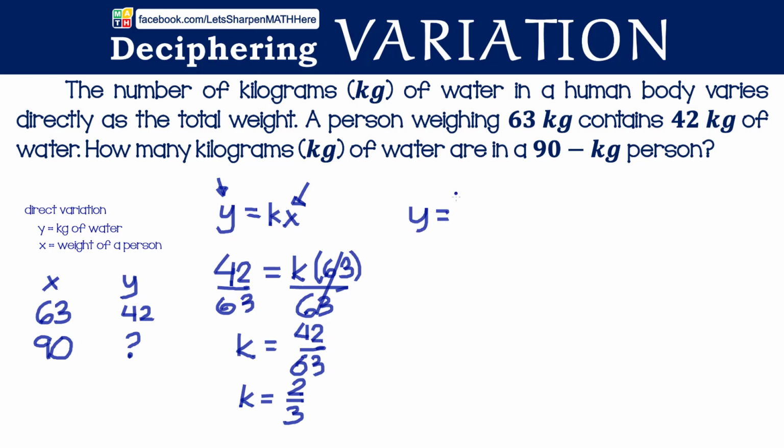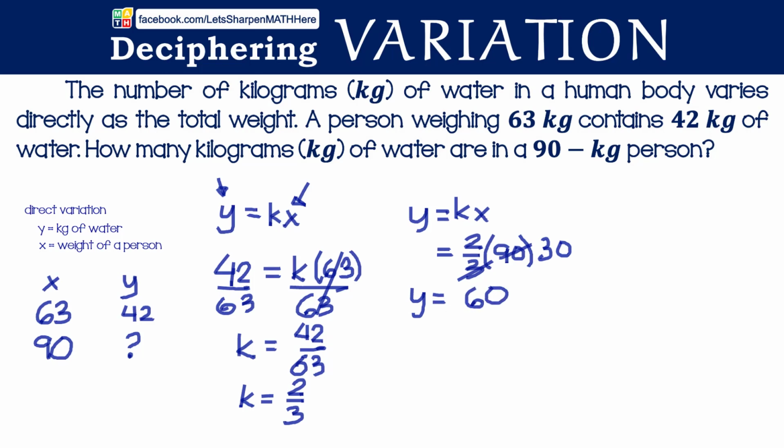y is equal to kx. We now know that the y is what we are looking for, so it stays as y. k is already solved as 2/3. The value of k will not be changing in the same situation, so we'll be using the same value, times the given weight of a person, which is 90. So whatever will be the result for this is the answer to the number of kilograms of water in a 90 kilogram person. So we can divide it like this. 90 divided by 3 is 30. So we can say that y is simply equal to 60.